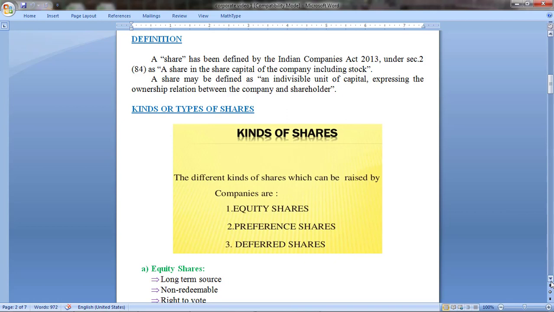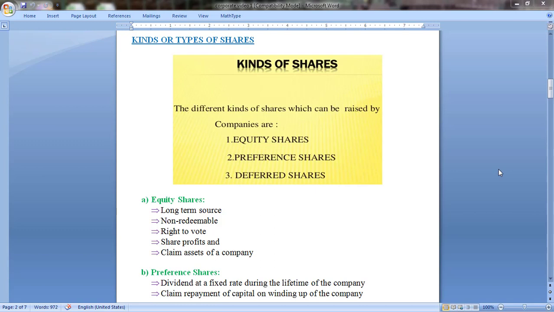According to this Act, shares are defined under Section 2, subsection 84: a share in the share capital of the company including stock. It is an indivisible unit of capital expressing the ownership relation between the company and the shareholder. So it is clear, a share is a part of share capital. Now see the kinds or types of shares.